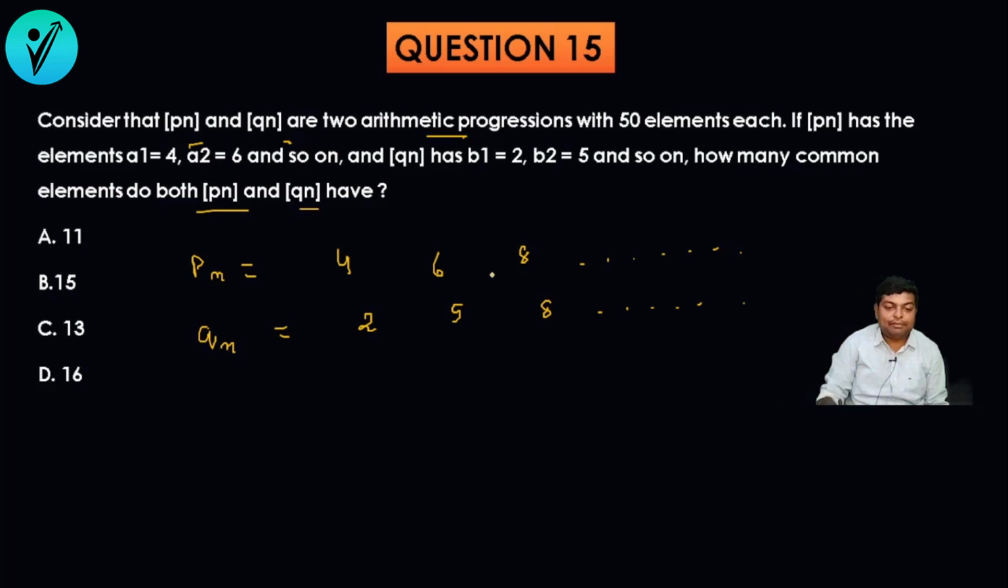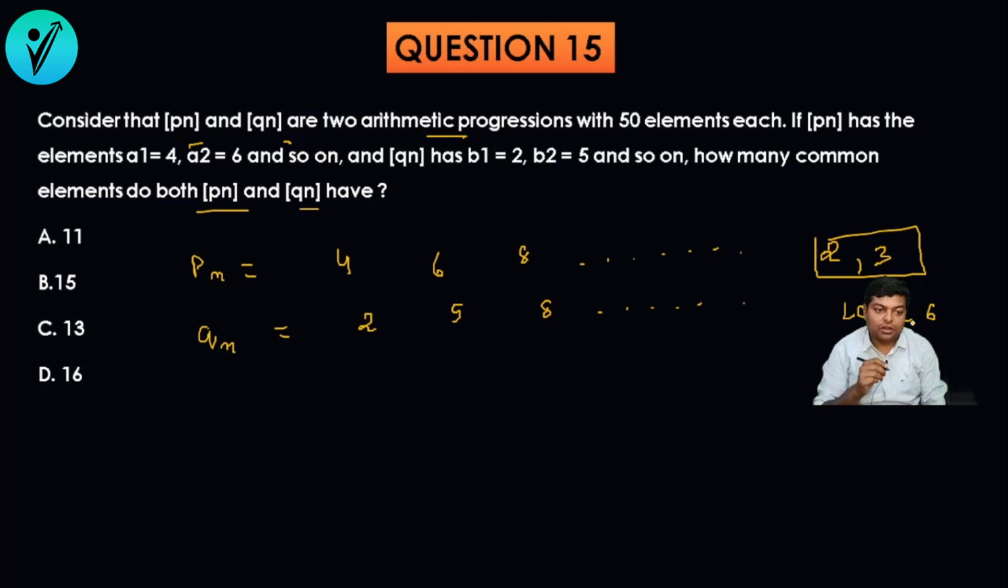So for that, what do we need to do? Simply get the common difference of each first. The common difference of this is 2. The common difference of this is 3. Take the LCM of these. So LCM of 2 and 3 is 6. So the common difference of the series obtained from all the common terms of Pn and Qn is 6. Means if your first common term is 8, the second common term will be after 6, so 8 plus 6, 14. The next common term will be 20.